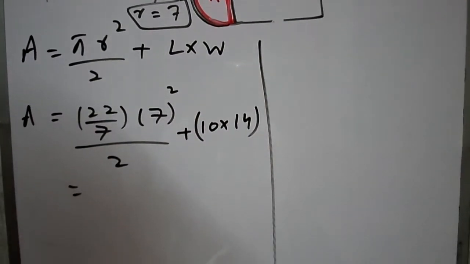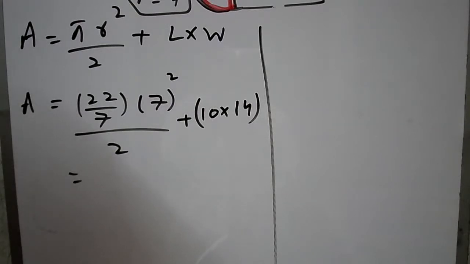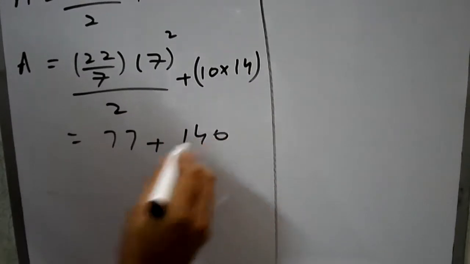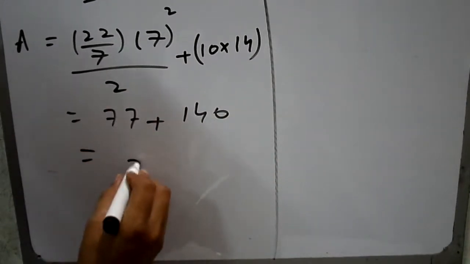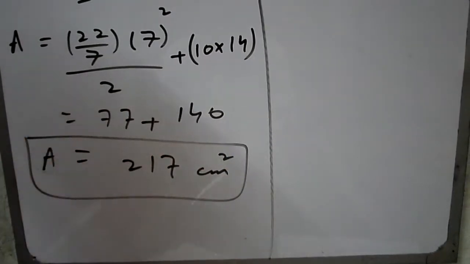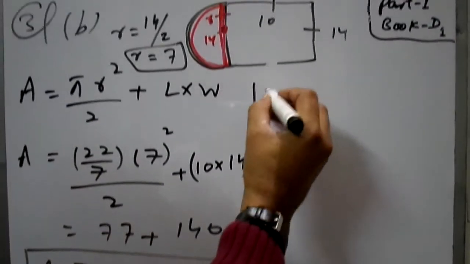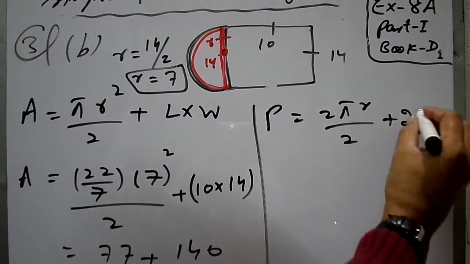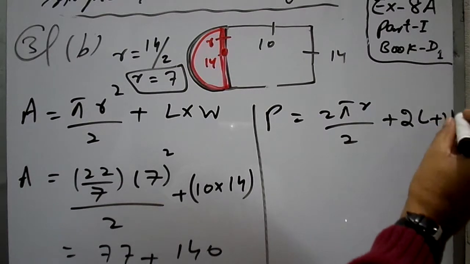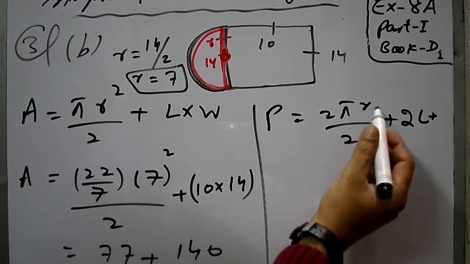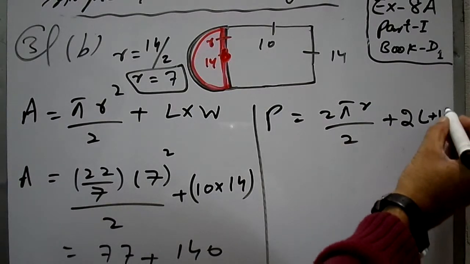So after simplification you will get 77 plus 140. So the result is 217 centimeters square. So that is your area. Now coming to the perimeter. How can we find the perimeter? Perimeter is 2 pi r by 2 plus 2L plus W. You can see the formula: 2 pi r by 2 plus 2L plus W.